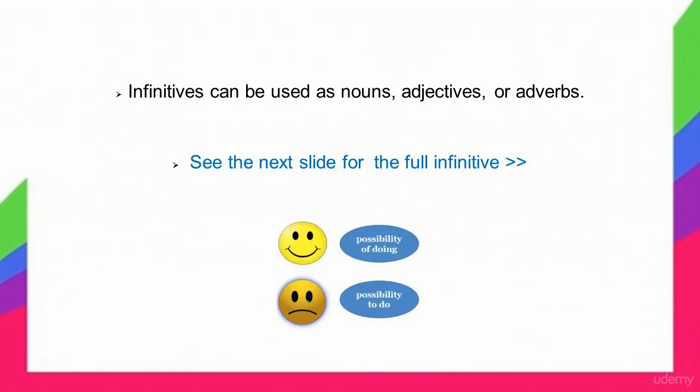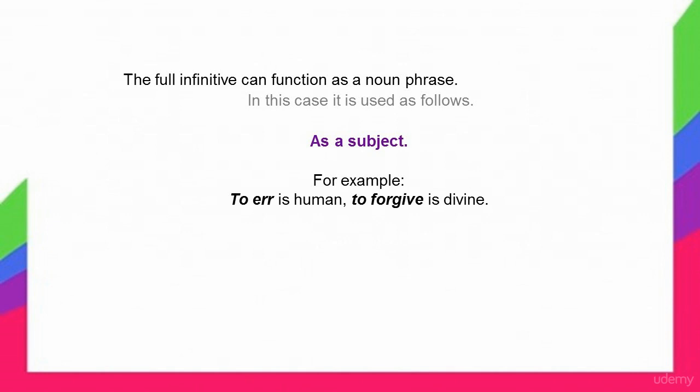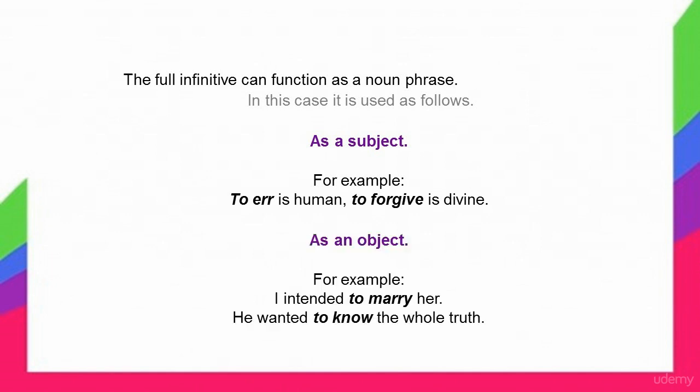Infinitives can be used as nouns, adjectives, or adverbs. So here's the full infinitive, which is used as follows. The full infinitive can function as a noun phrase. In this case, it's used as a subject, examples are: to err is human, to forgive is divine. And as an object, for example, I intended to marry her, or he wanted to know the whole truth.